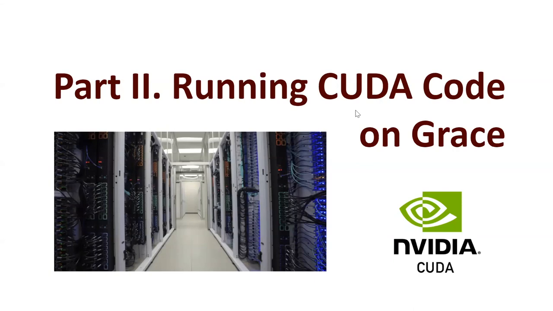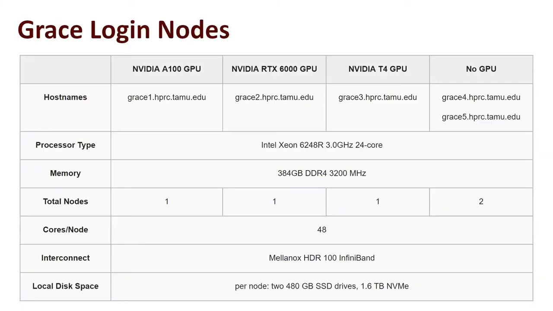In this part, we'll try to run a simple CUDA code on Grace, and we'll see how that works. Grace has, as I mentioned, five login nodes. Nodes 1, 2, and 3 are all GPU enabled with NVIDIA GPUs. The first one is the most powerful one, with an A100 with 40 gig GPU memory, which is very powerful.